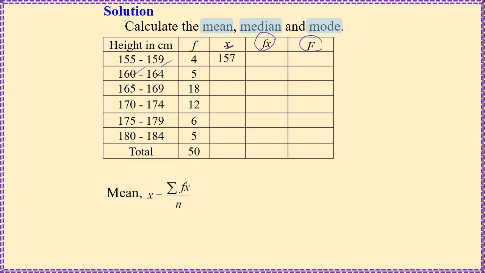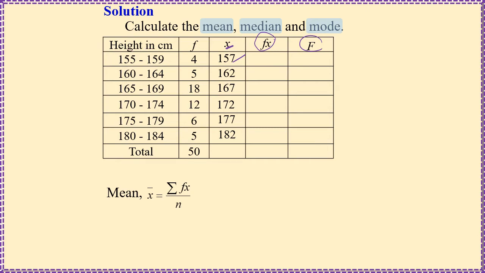Now we need to find the x. So we just have to add up 155 with 159 and then divide by 2. So it will be 157. And we continue with the next value. It will be 162, 167, 172, 177, 182. Just add up the lower and upper boundary and then divide by 2.